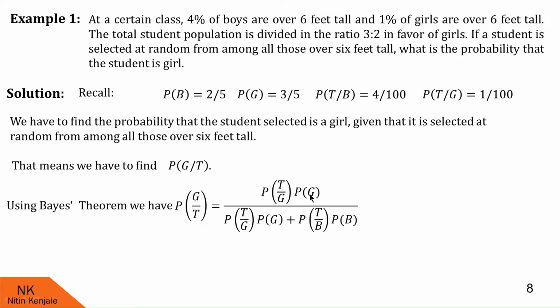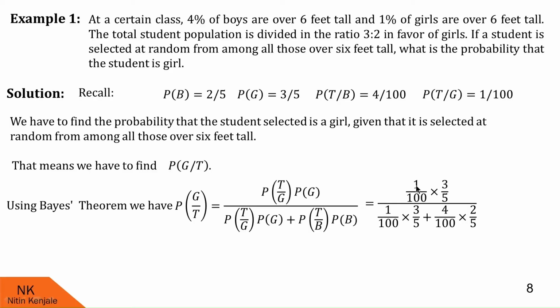We have already calculated all these probabilities. Let us substitute those probabilities over here. Probability of T by G is 1 by 100. Probability of G is 3 by 5. So your numerator will be 1 by 100 into 3 by 5. The same figure will come over here, plus probability of T by B is 4 by 100 into probability of B is 2 by 5.